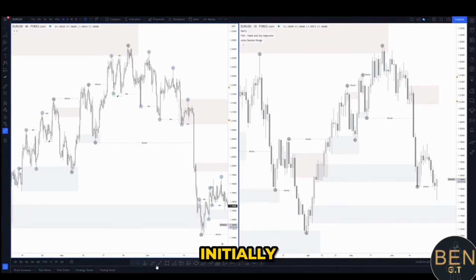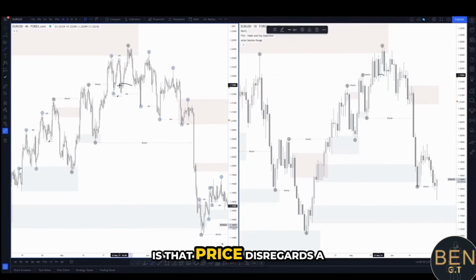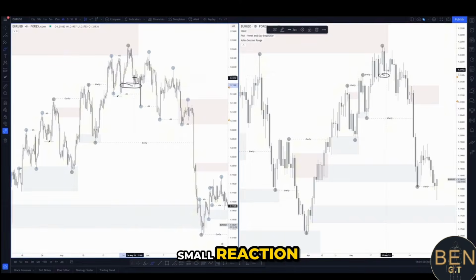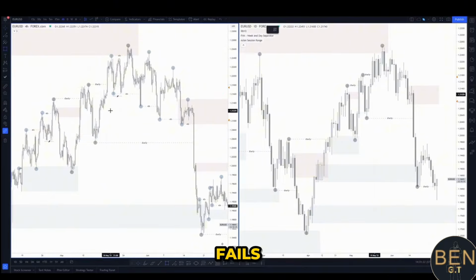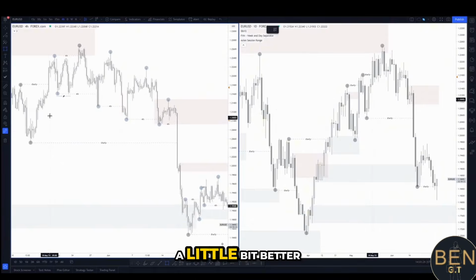And what we can see initially is that price disregards a demand zone almost immediately. We get a small reaction. As we can see, price does move to the upside, but ultimately that demand zone fails. But what we can see is we do have a demand zone. Now let's just zoom in so we can see it a little bit better.